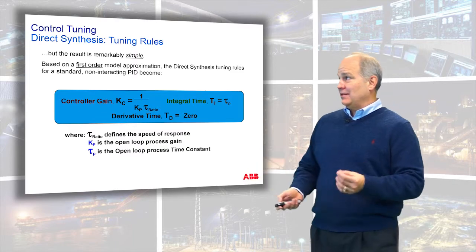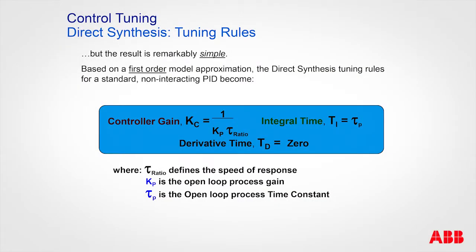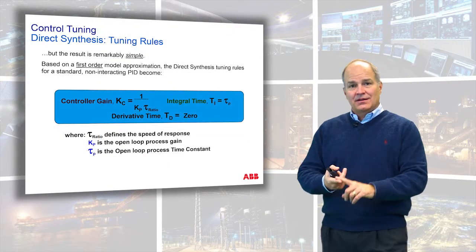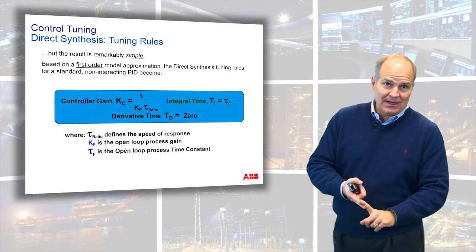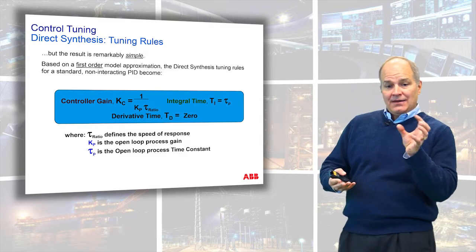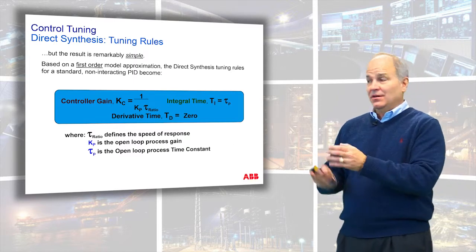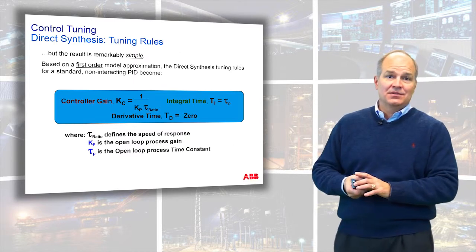And if you're dealing with a first order model, which is the most simple model, remember it's the process gain and the time constant, you don't even need derivative. Remember I said derivative's not used very often? The tuning rule, which is the math, when you plug all this stuff together, I have a first order model with a standard PI algorithm, and I have an adjustment of tau ratio where a small number is fast and a big number is slow. Boom, it comes up to this simple tuning.